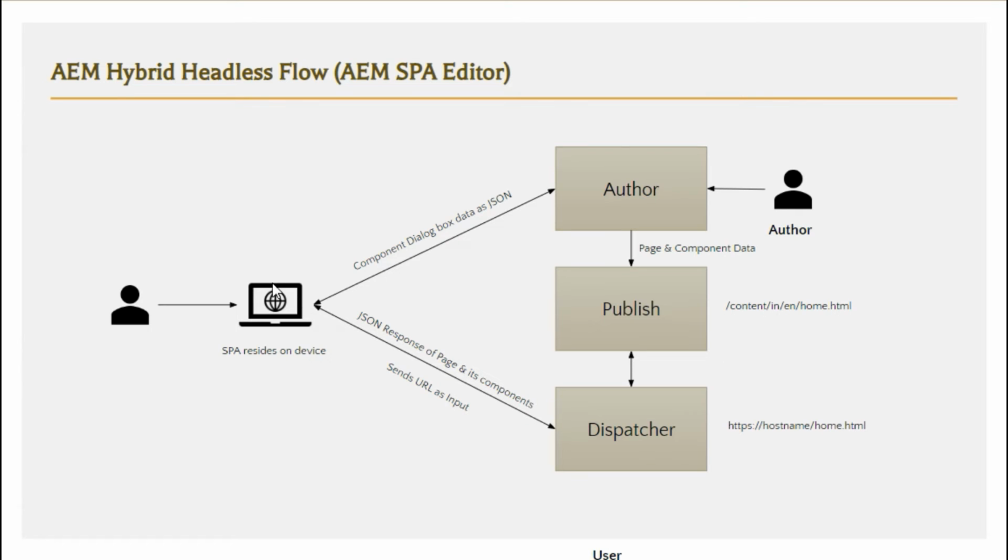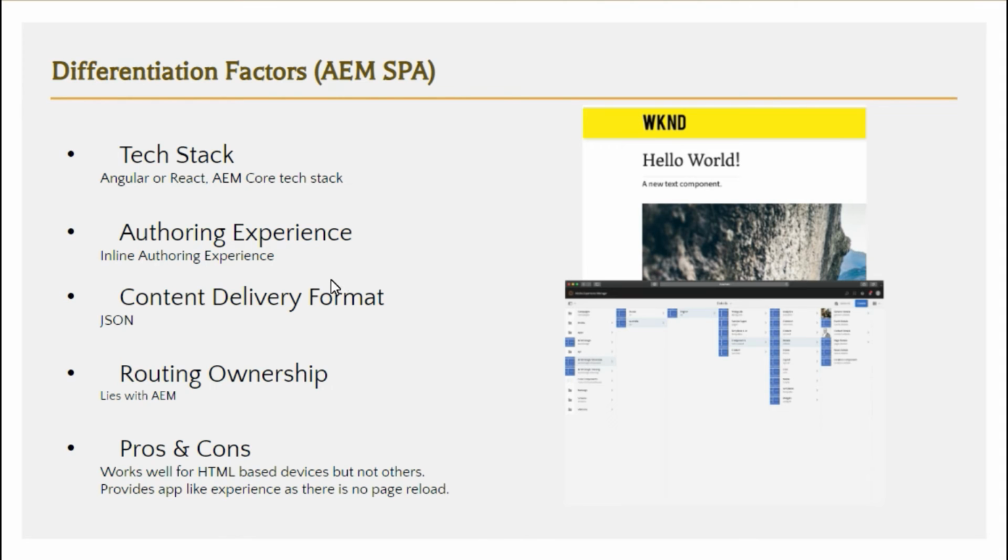Then it will go back to this page component. Then the page component will loop through and render these components based on the Sling resource type. Okay, so that's how this entire flow works. That is why we say here that the routing ownership will lie with AEM, which means that you still have to create this site structure, and based on the page path it will return the exact content. So that's why we say that routing ownership here lies with AEM.